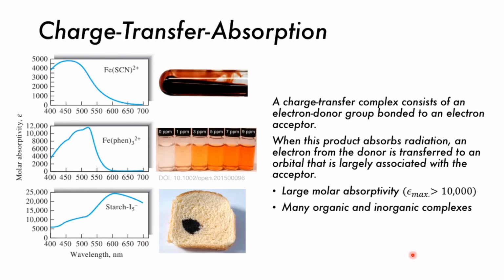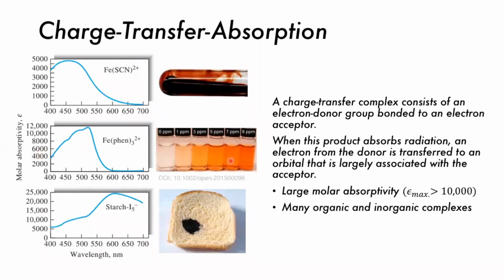And that means that the electron can bounce from the donor to the acceptor. And this causes, again, an absorption of radiation. This absorption of radiation can be very strong. You see here this iron thiocyanate complex, this iron phenanthroline complex, and this starch iodine complex. They all have very high molar absorptivities. They're all very clearly visible.